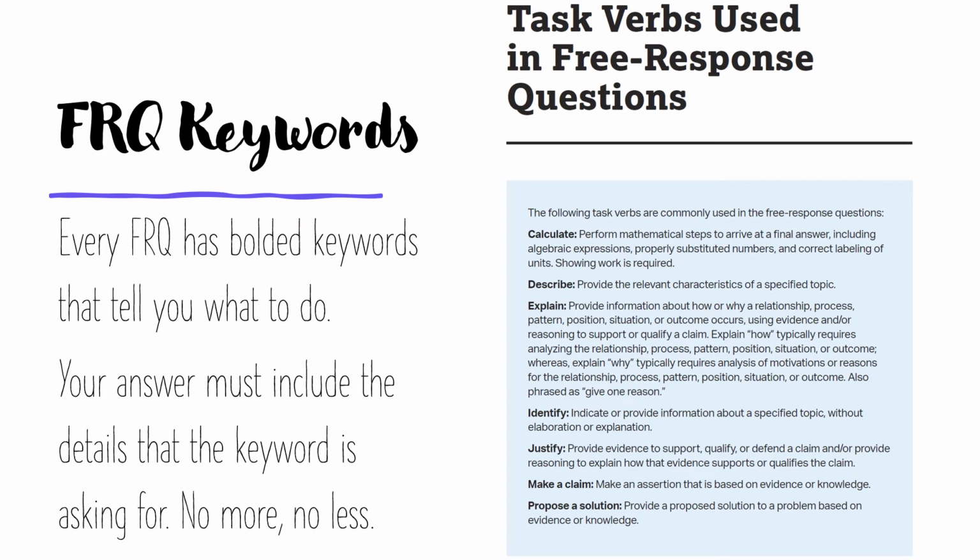Let's dive right in. Every FRQ has bolded keywords that tell you what to do. Your answer must include the details that the keyword is asking for, no more, no less. On the right side here, you can see all the possible keywords a free response on the AP Environmental Science exam may have. So we have calculate, describe, explain, identify, justify, make a claim, and propose a solution.